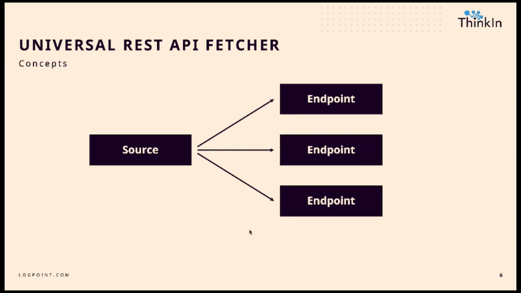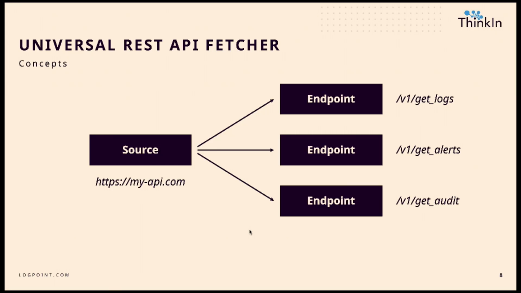So how does it work? Basically, you have two different concepts in the REST API fetcher. You have a source, which can be like the URL to your application. And once you've defined a source, you will be able to define different endpoints, at least one endpoint, which will be the path with the exact action to get the data you want. So depending on the data source, you can get logs or alerts or any kind of data. Of course, the configuration will be really specific, tailored to each data source.